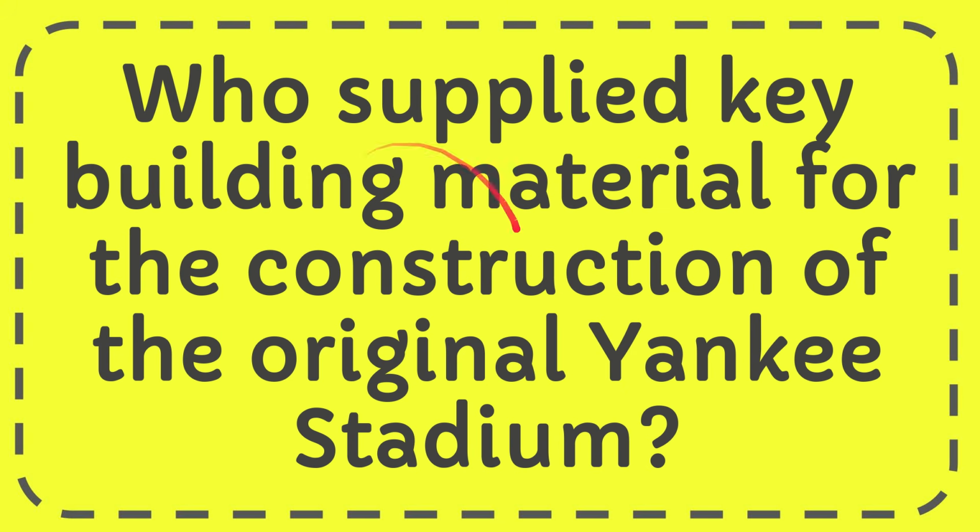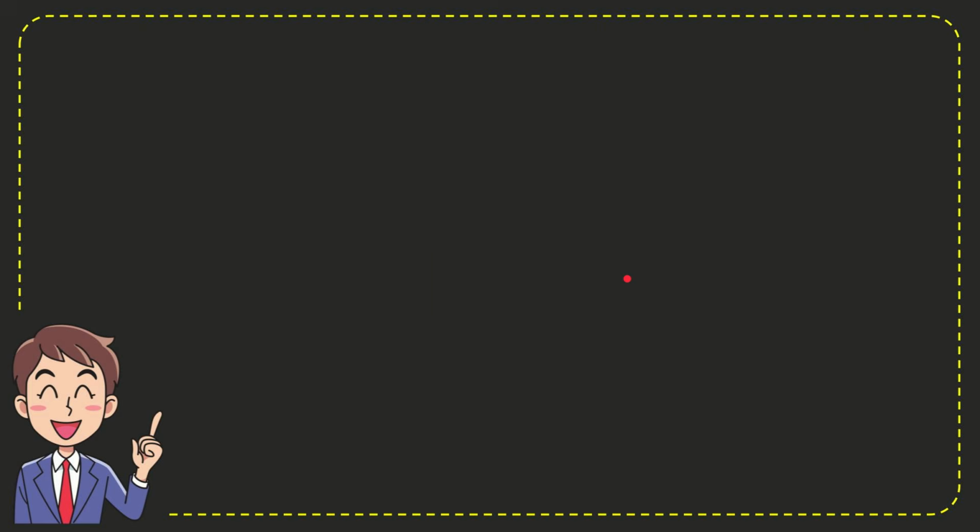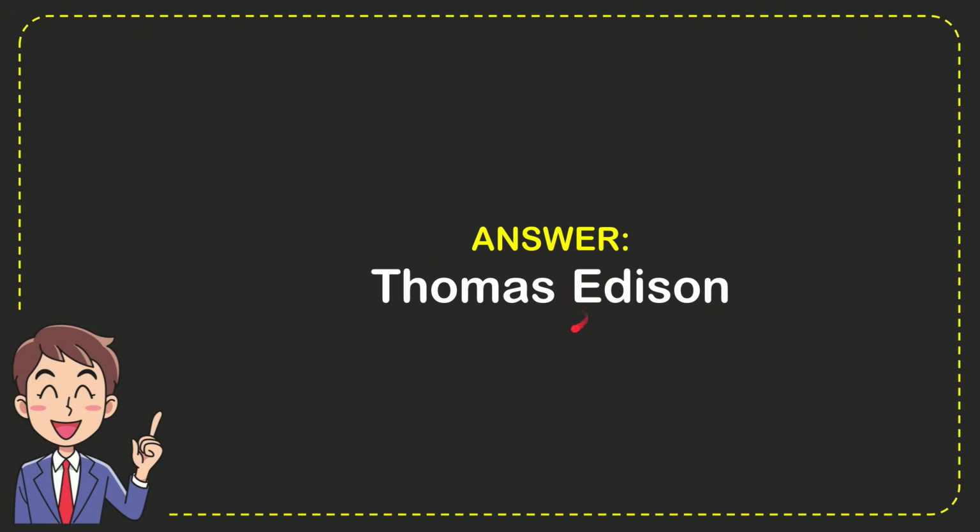In this video, I'm going to give you the answer for this question, and the question is who supplied key building material for the construction of the original Yankee Stadium? Well, now I'll give you the answer for this question, and the correct answer for the question is Thomas Edison. So that is the correct answer for the question, Thomas Edison. That's the correct one.